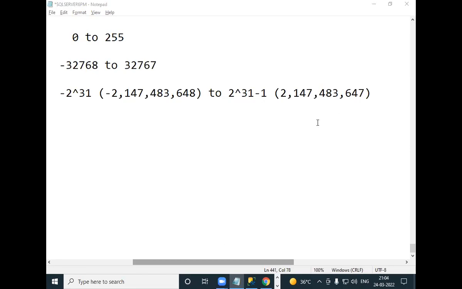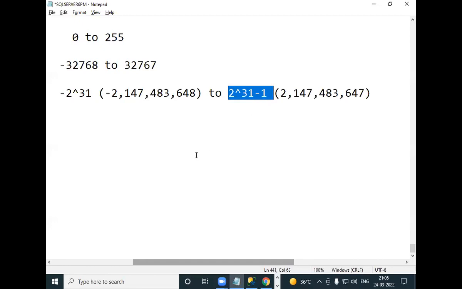2 power 31 value is this. 2 power 31 minus 1 value is this. So 4 bytes means 32 bits, but the first bit is reserved for sign. How many left? 31 bits. That's why the range is minus 2 power 31 to 2 power 31 minus 1.